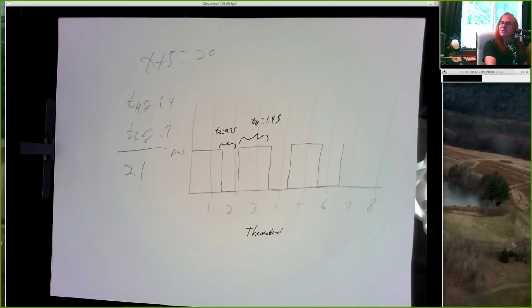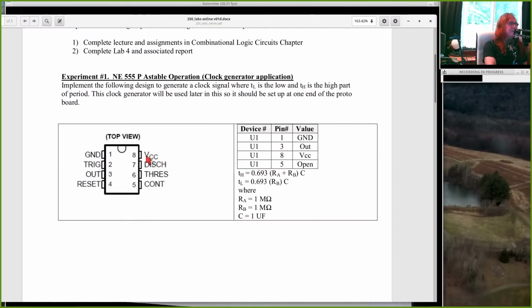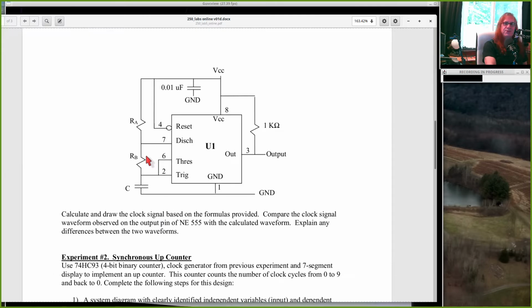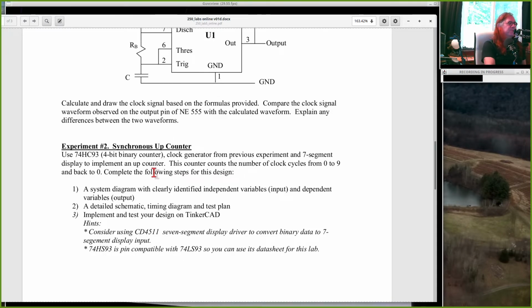All right, so that's experiment 1, and that's critical because you're going to use this 555 for experiment 2 here, and you're going to use it in lab 6 for your traffic light control. And so experiment 2, we're doing the synchronous up counter. So the 7493, we're going to count from 0. We're supposed to count up to 9 and then back to 0.